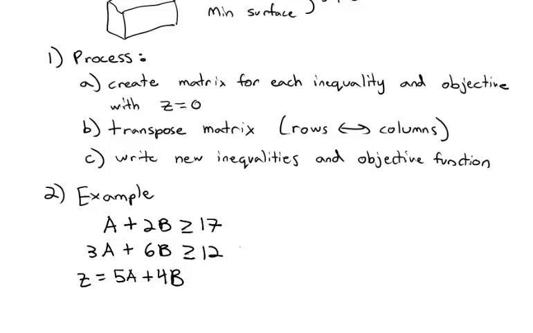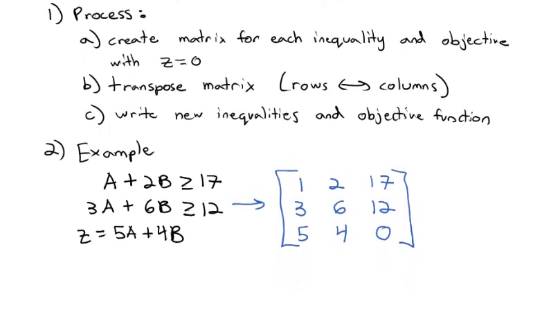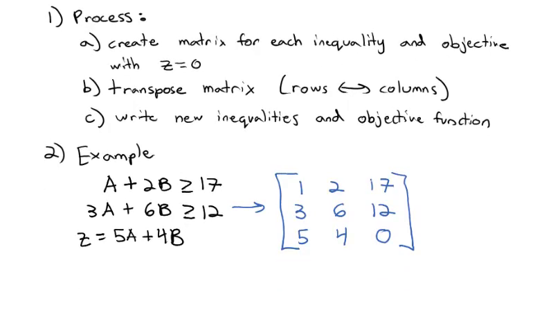Now, what we're going to do is convert this into a matrix. So we've got 1a, 2b, and 17. We've got 3a, 6b, and 12. Then we've got 5a, 4b, and we make z equal to 0.